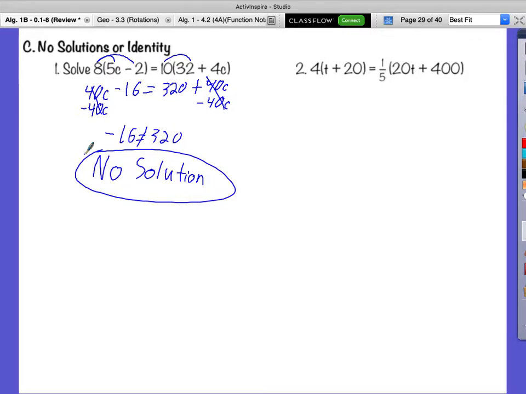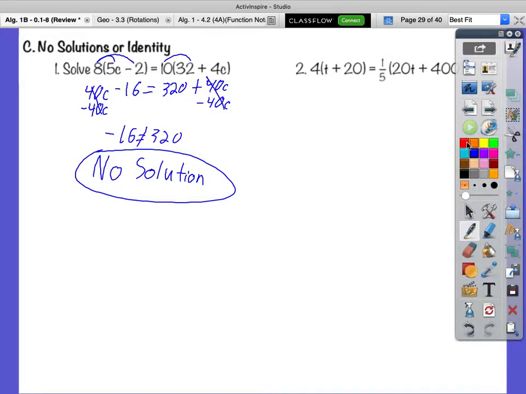Thank you. Okay? So what no solution means is that no matter what in the world we plug in for C, this will never work. You can try plugging in literally any number for C, and it will never work. With our other equations, you plug in that one number we solved for, and it works. Here, that's not the case. Let's look at number 2.